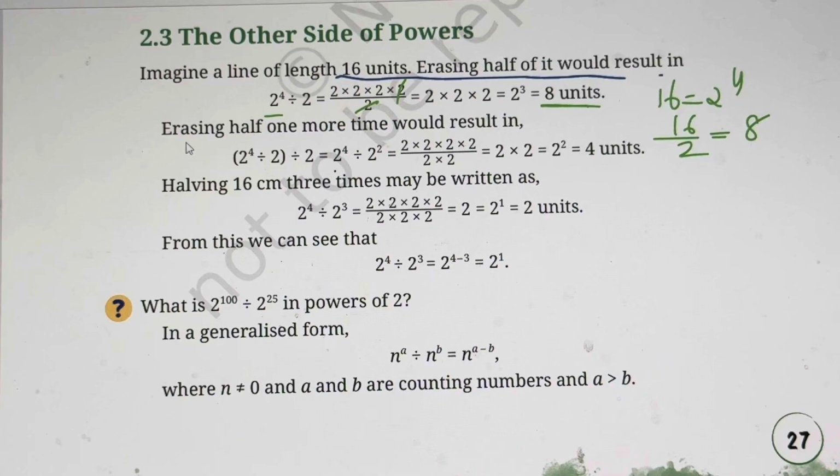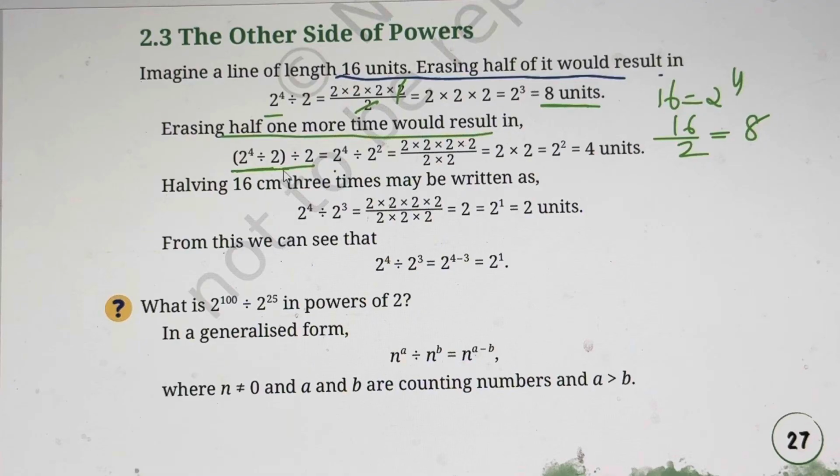Now erasing half one more time would result in, right? Now what we are left with is 2 cube, that is 8 units. So first we divided by 2, 2 raised to 4 divided by 2, and then one more time divided by 2, right? Now observe these brackets over here. These are very important because otherwise the meaning changes.